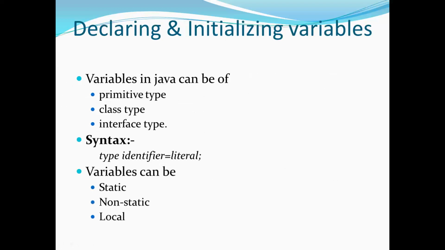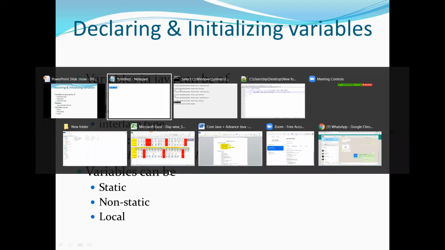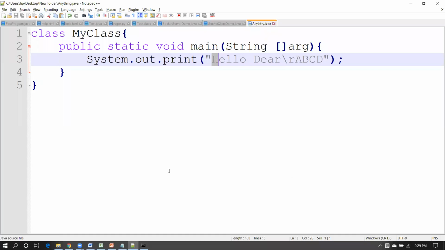Now this one. This slide has only 6 points, but these 6 points are the soul of your Java programming. Primitive type, class type, interface type, variable, static, non-static, and local. So this slide is very important, and it will take some time to cover. So very patiently, just listen to every point and note it down. Now come to the coding. Then we'll come to this slide.